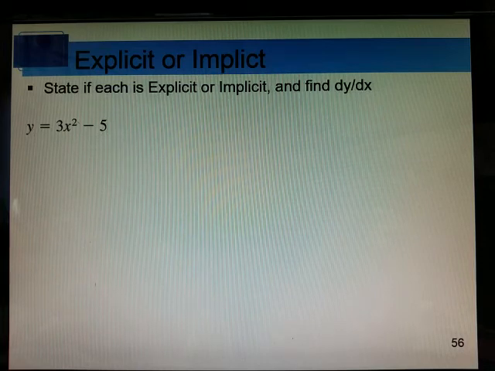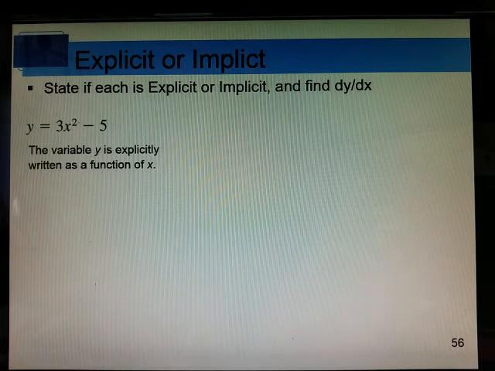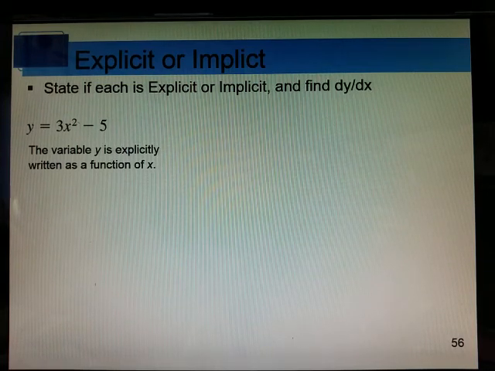y equals 3x squared minus 5. Is this simple to solve for y? Yes, it actually already is solved for y. So we would say that y is explicitly written as a function of x. This would be an explicit function. Its derivative would be very simple. It would just be y prime equals 6x, and it's finished.